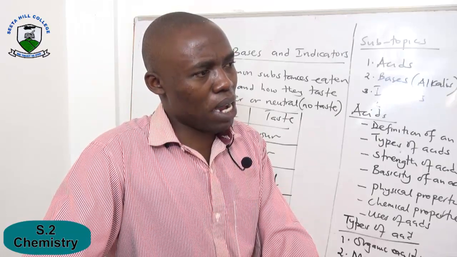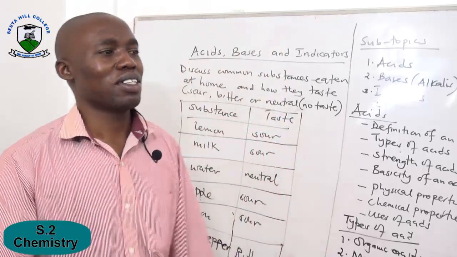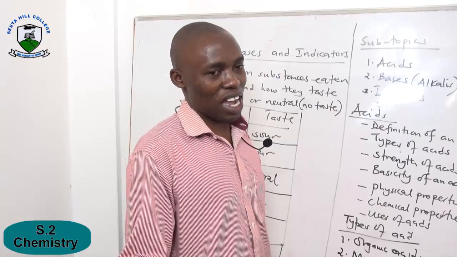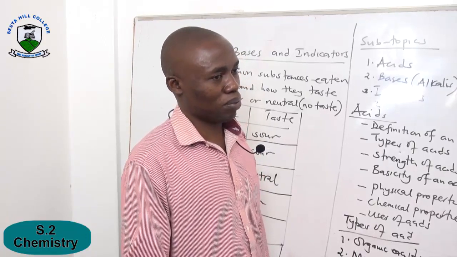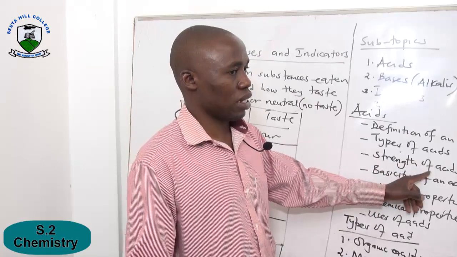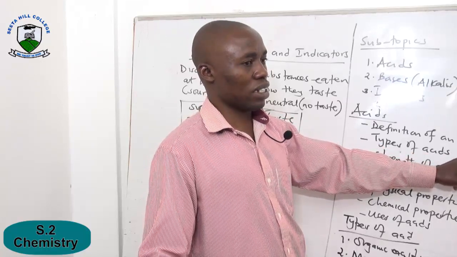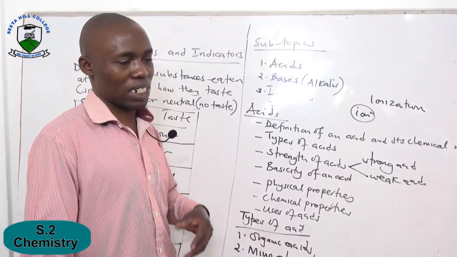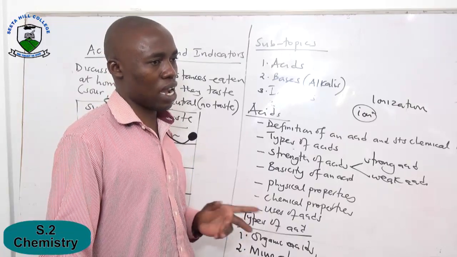But there are some acids where part of it will break down, part will not. That's what we are calling complete ionization and incomplete. Now, that means we can say strength of an acid, strong and weak. A strong acid is the one that completely ionizes in water to produce many hydrogen ions. It breaks down the whole of itself. When you pour it in water, it will separate up, break up.